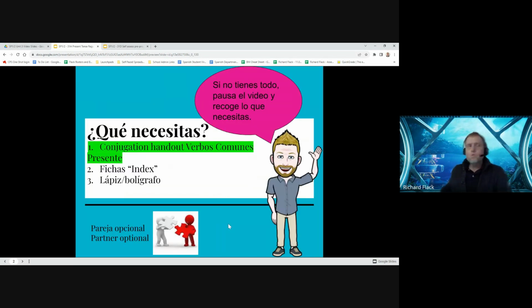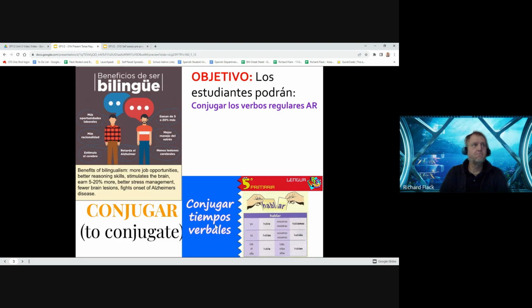Okay, so you are going to need your conjugation handout. It's two-sided. On one side, a list of verbs. On the other side, your note-taking sheet and reference sheet. So make sure you have that along with something to write with, and you might want to have some index cards to make flashcards for your vocabulary. This is a partner optional activity. If you don't have all those things, pause the video and come back when you're ready.